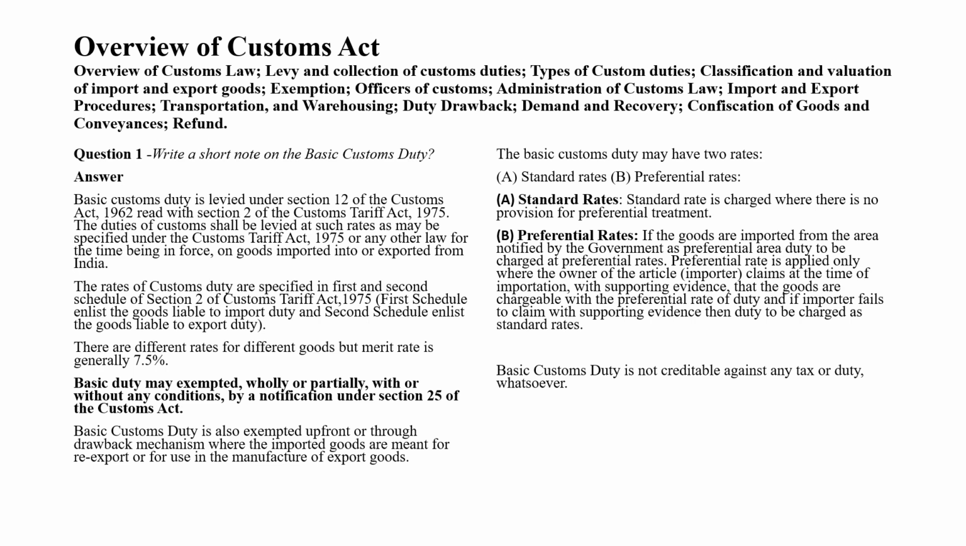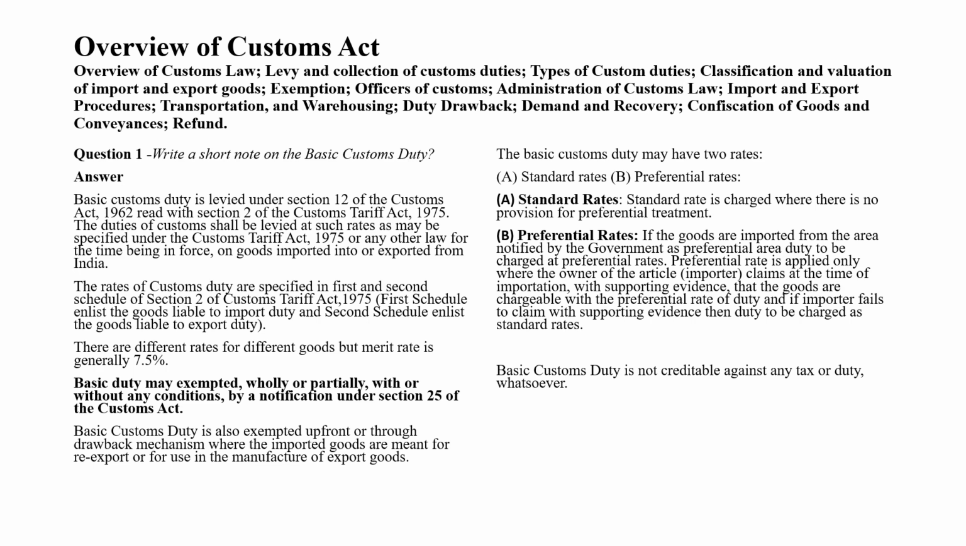7.5%. And important, basic duty may be exempted wholly or partially, with or without any condition, by a notification under section 25 of the Custom Act. Basic custom duty is also exempted upfront or through drawback mechanism where the imported goods are meant for re-export or for use in manufacture of export goods. The basic custom duty may have two rates, a standard rate and second preferential rates.